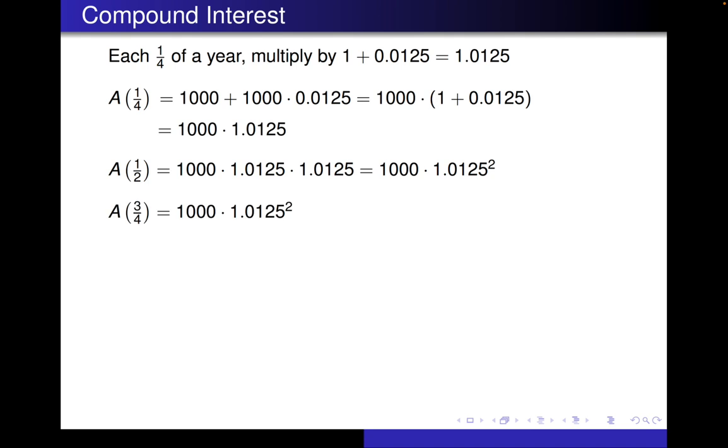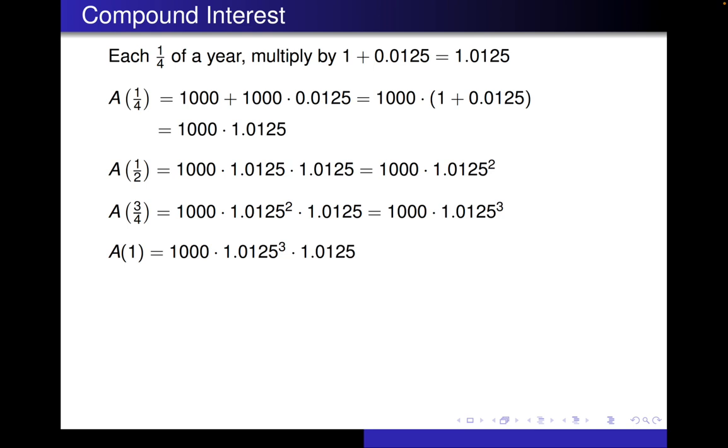After 3/4 of a year, we take that 1,000 times 1.0125 squared, multiply it by 1.0125, and we end up with 1,000 times 1.0125 to the third power. And then the same thing happens after 1 year. That's 4 times it gets compounded. We take what we previously had, multiply that by 1.0125, and we end up with 1,000 times 1.0125 to the fourth power.